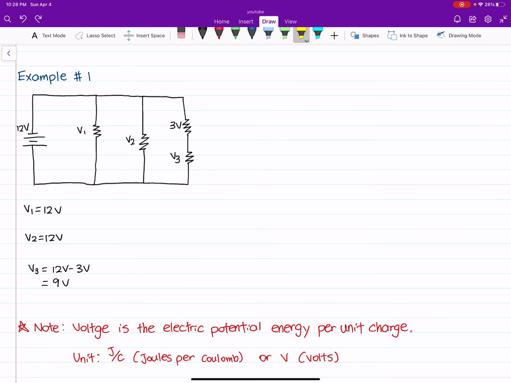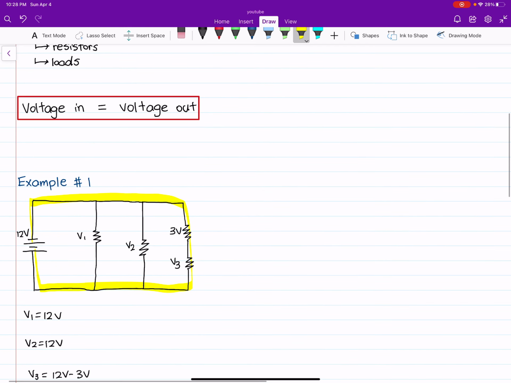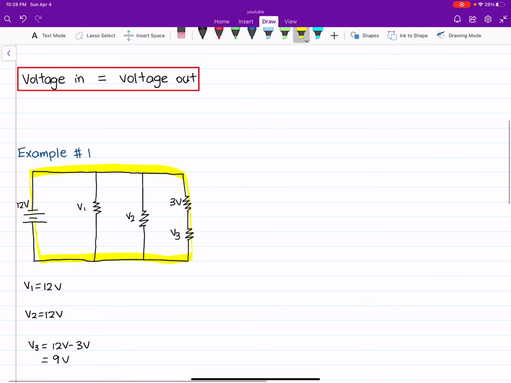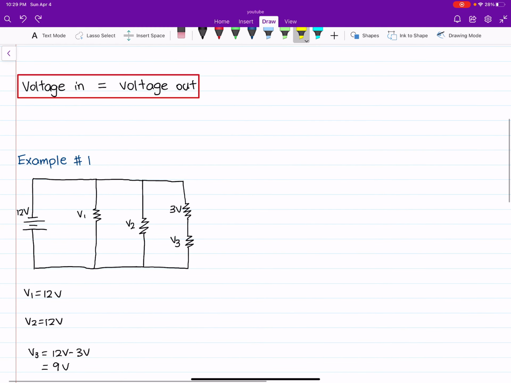For this one, we can consider the bigger loop. We can consider this loop. We have a 12-volt gain at the battery, and we also lose 3 volts. So V3 must be equal to 12 volts minus 3 volts, which is equal to 9 volts. And it is important to note that across the parallel paths, the voltage drop across them is the same. The drop in V1 is equal to the drop in V2 is equal to the drop in 3V plus V3.